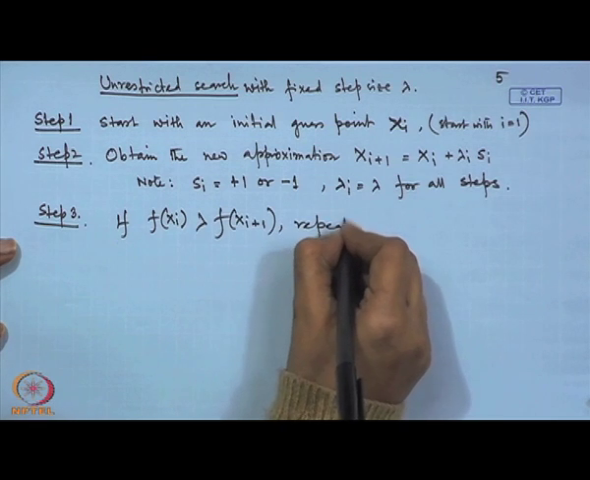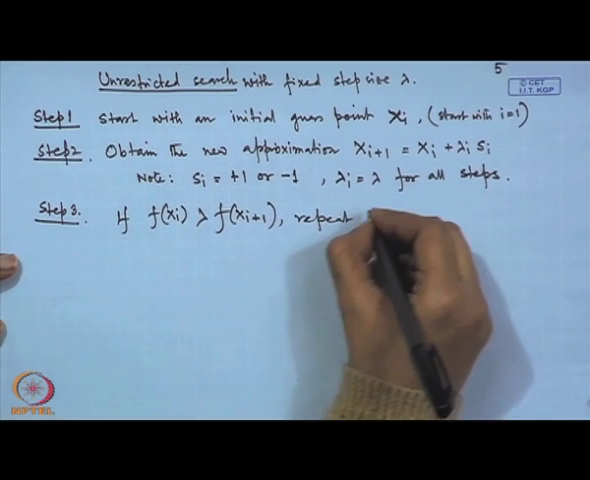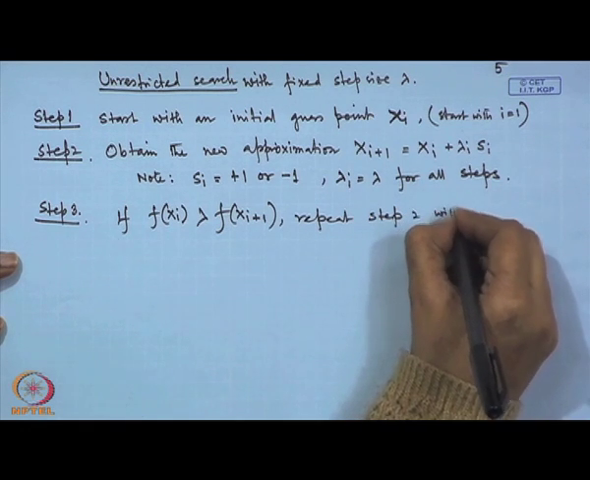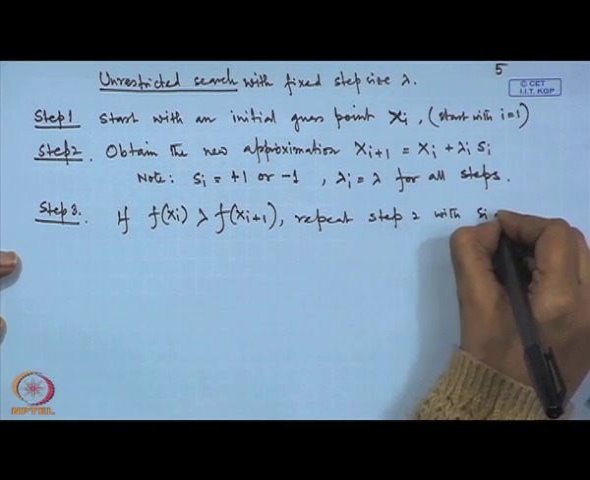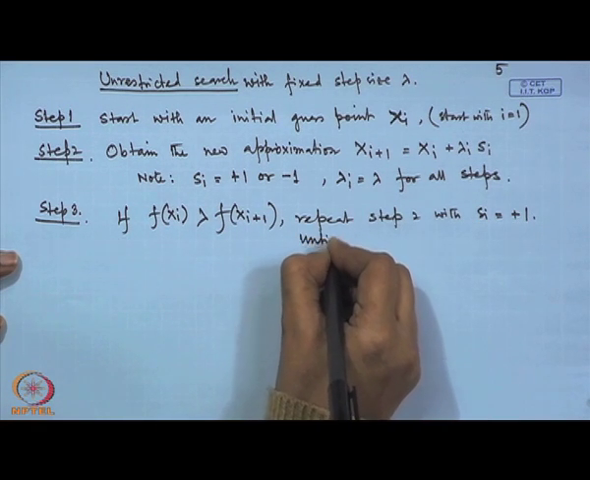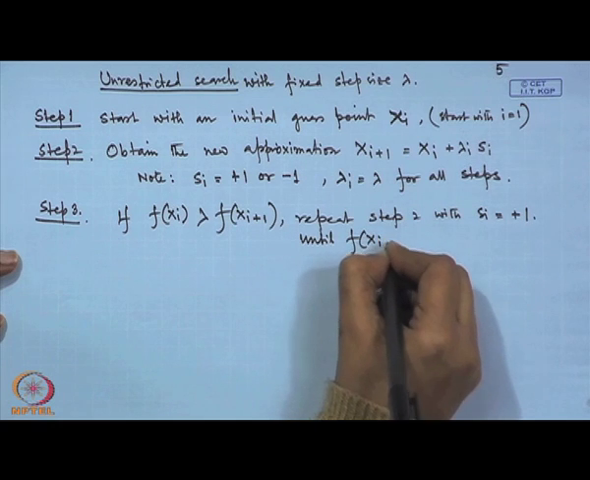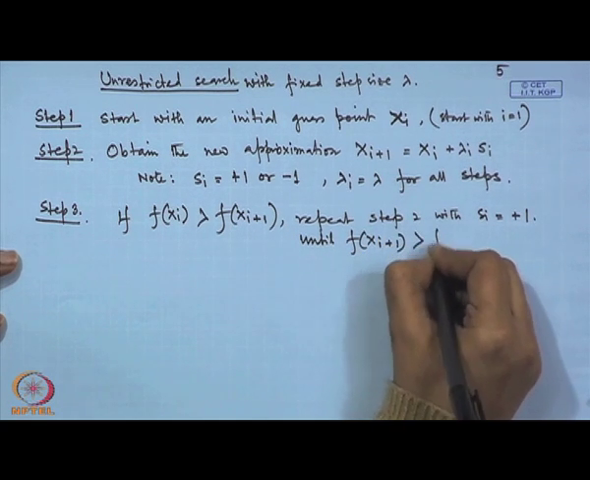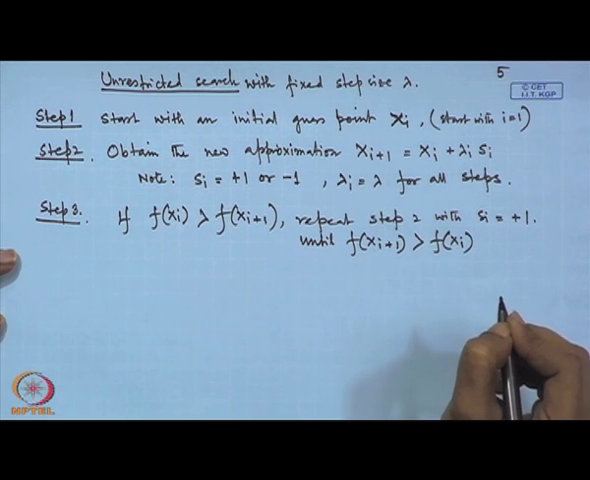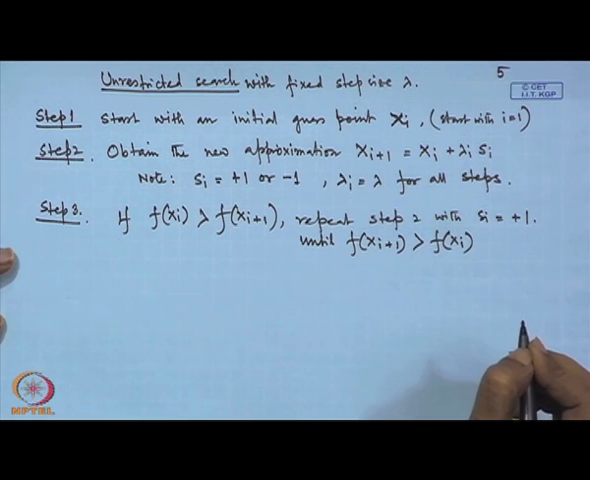And how? We will repeat. If I just write down the algorithm, I can write it down in this way. Repeat step 2 with si is equal to plus 1 until f(xi+1) is greater than f(xi). That means we are not getting improved approximation in that case.